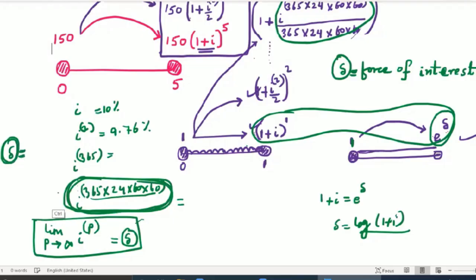This is 1 second, this is 1 moment. This is 1 second interest rate, nominal interest rate convertible to every second. This is convertible to every moment. That is force of interest, okay? Now, how can you use this one?